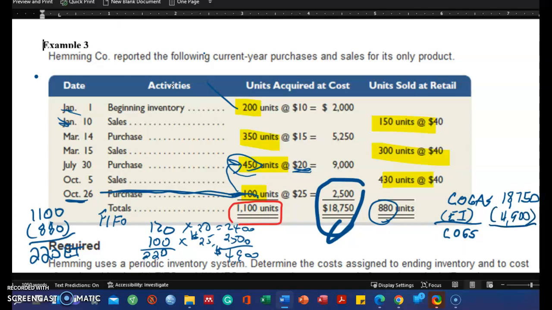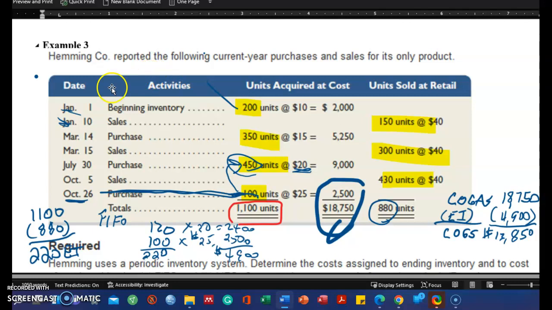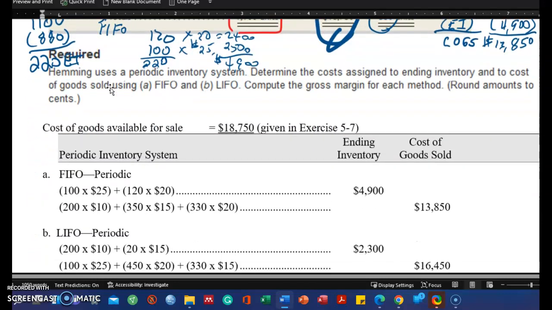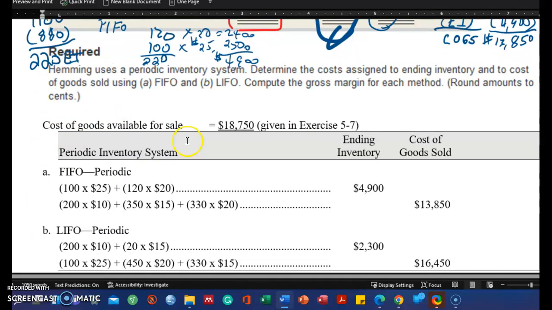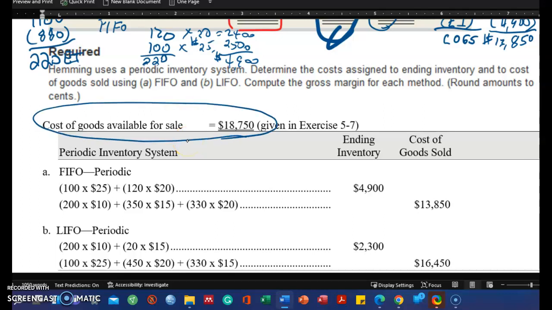So subtract out 4,900 from cost of goods available for sale, and the cost of goods sold would be 13,850. All right, let's see how I did. Let's see how the solutions look. Yep, we did good. Cost of goods available for sale, 18,750. We'll use that for the rest of the problems.